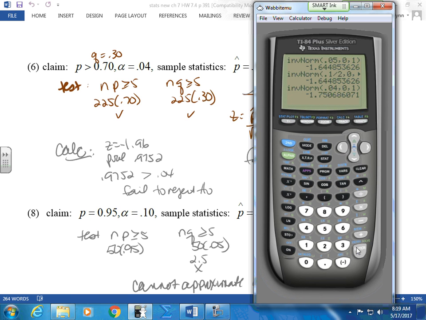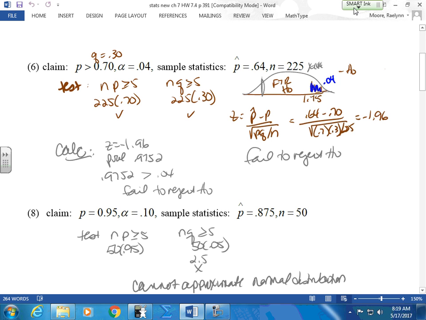Now, remember, this is going to give you the negative part of this. Make sure that if you're on the right-hand side, you make it positive. Okay? That's your critical value for cutoff. You're going to label this section reject H0, and this failed to reject H0. This is your test statistic.